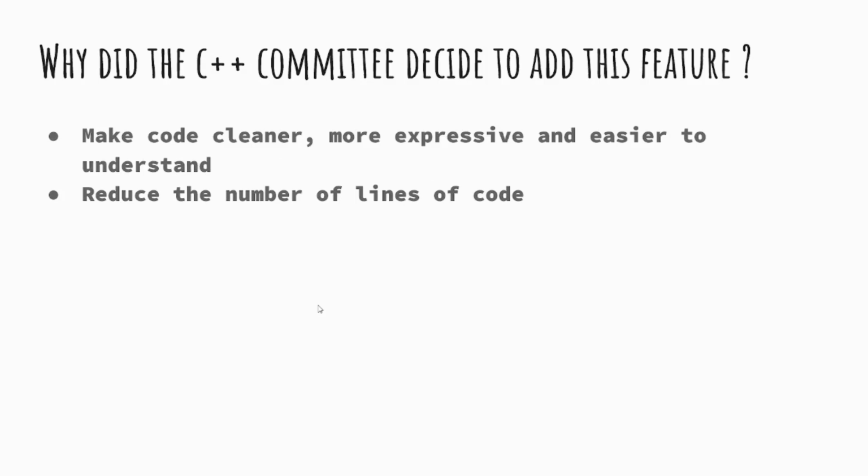And why did the committee decide to add this feature? I think the two big reasons were that they wanted developers to make their code more expressive and easier to understand, and structured bindings do help with that. The other big reason is they also help in reducing the lines of code. When you're working with big code bases, the number of lines of code is a very important metric. The less code you have, the better it is from a maintainability perspective.